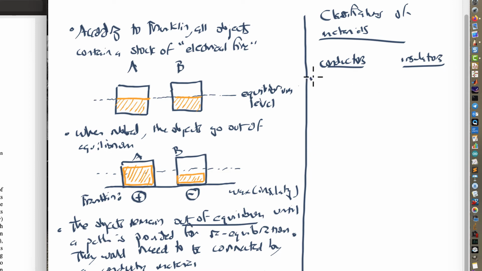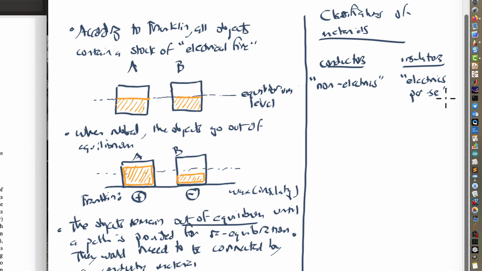He uses conductors. You'll see why he calls them this in a moment. He calls conductors non-electrics. You'll just have to get used to his terminology when you're reading his paper. And he calls insulators electrics per se. Okay, why does he do this? An insulator, he calls it electric per se.